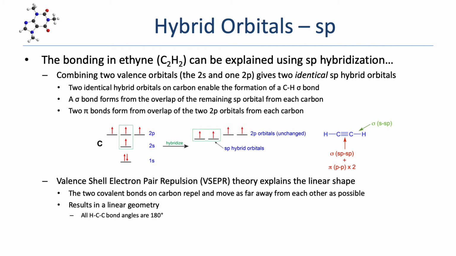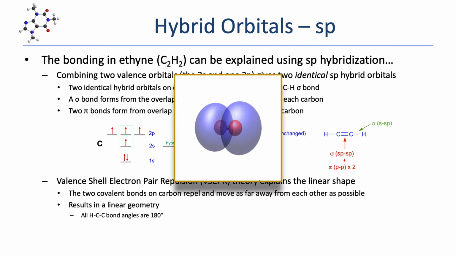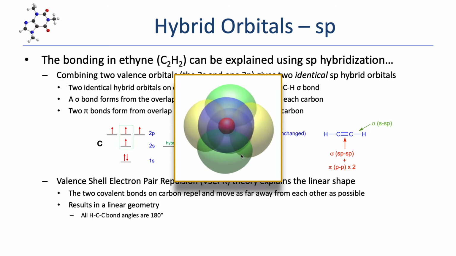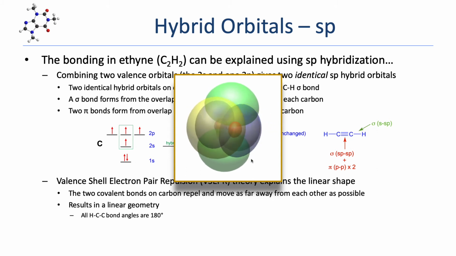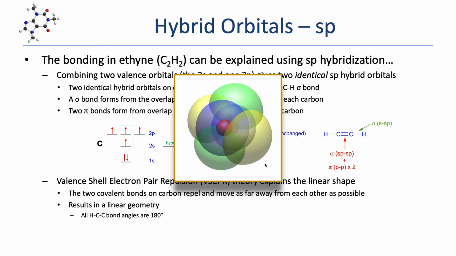So what does sp hybridization look like? Well, here is a 3D model showing you the orbitals involved. We have our two hybrid orbitals, right? The sp hybrid orbitals, and they want to get as far away from each other as possible. So they're going to point in opposite directions, 180 degrees from one another. Then we have those two remaining p orbitals, right? And they're going to want to get as far away from each other as possible as well. So they're going to be perpendicular to one another and perpendicular to the two sp hybrid orbitals.